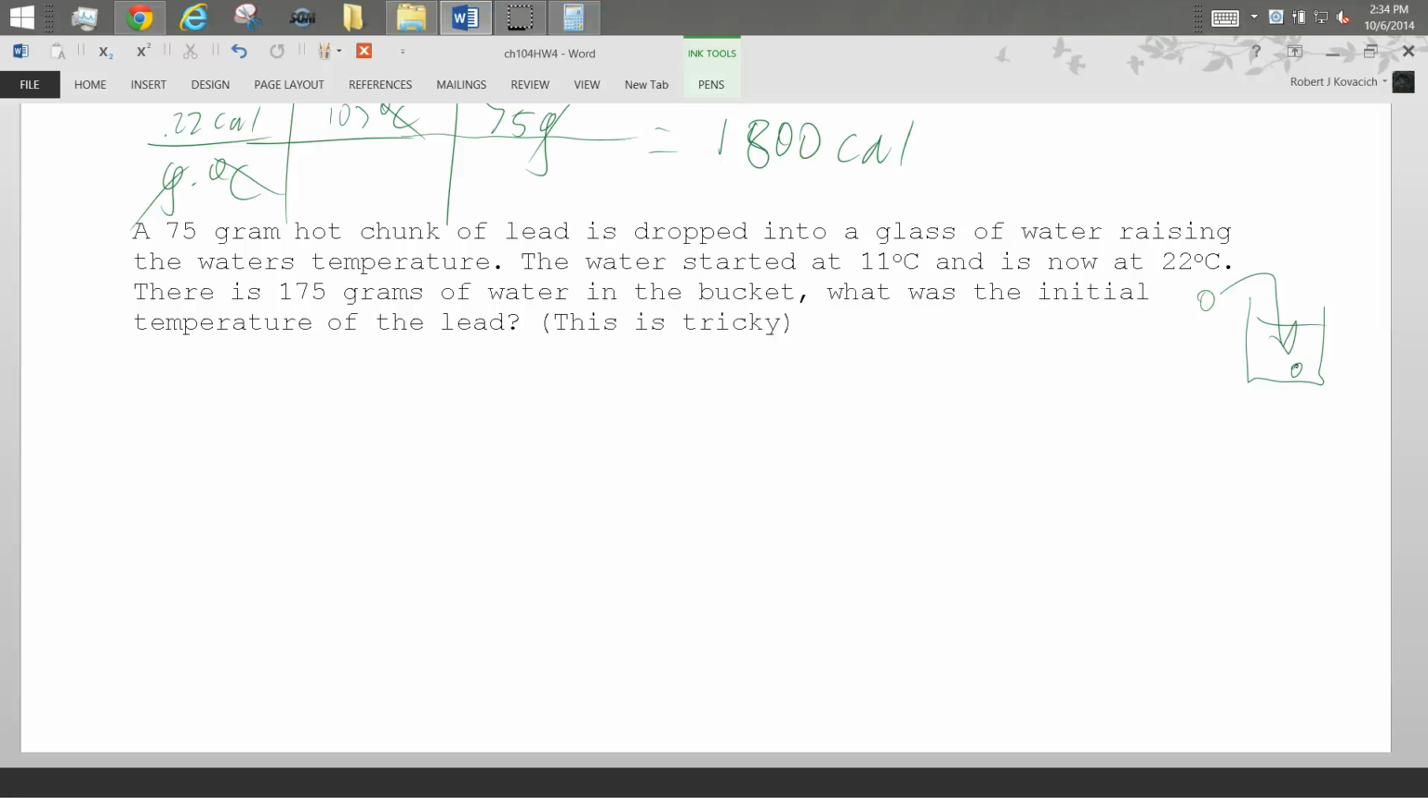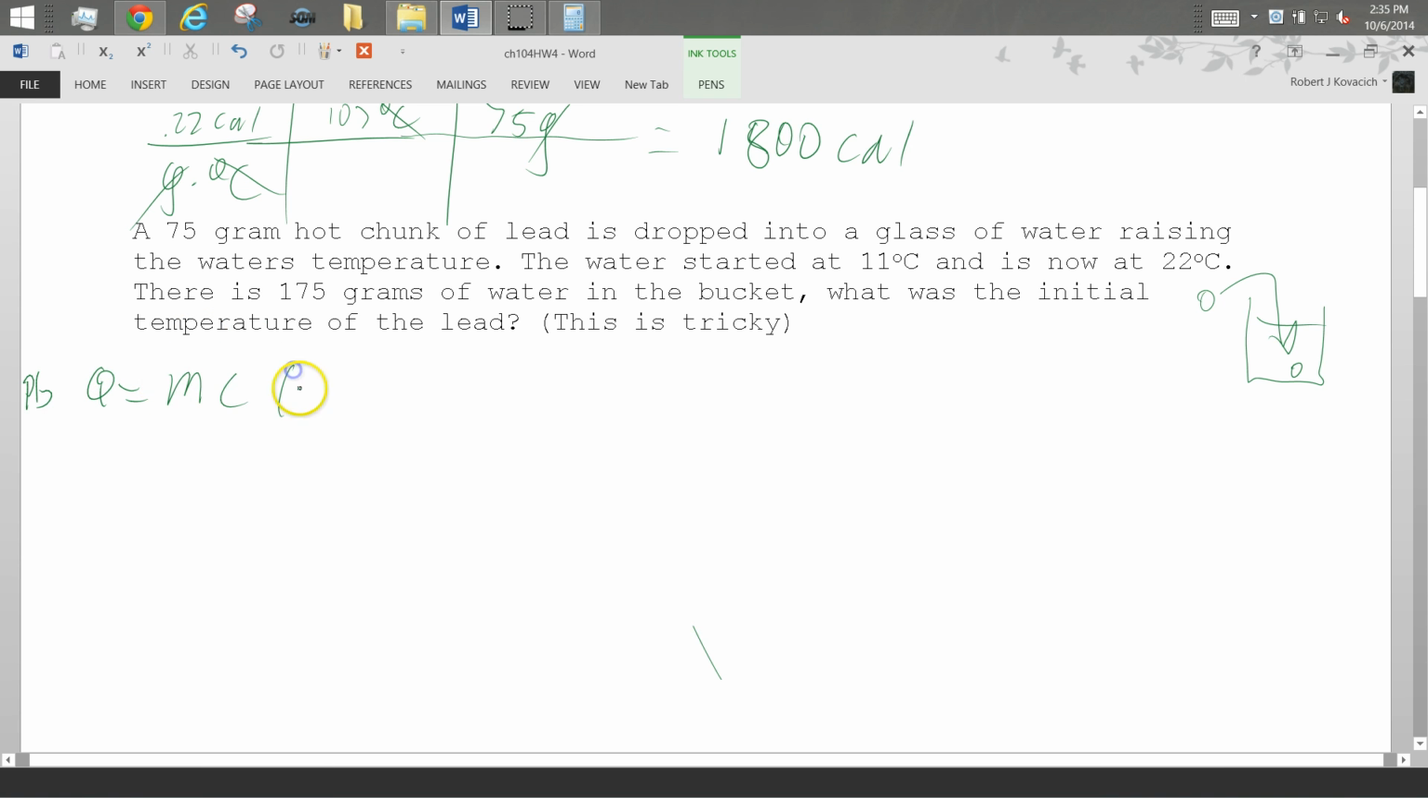Okay, so I've got 22-degree lead, and I can either use the equation, use railroad track, or just think about this problem. It doesn't really matter. I'm going to put the equation up here because I think some of you wanted to see the equation. So I'm going to put lead Q equals MC, temperature final minus temperature initial.